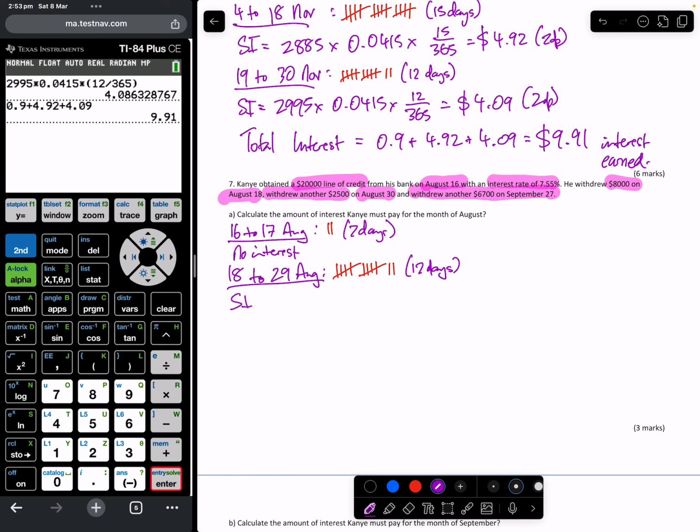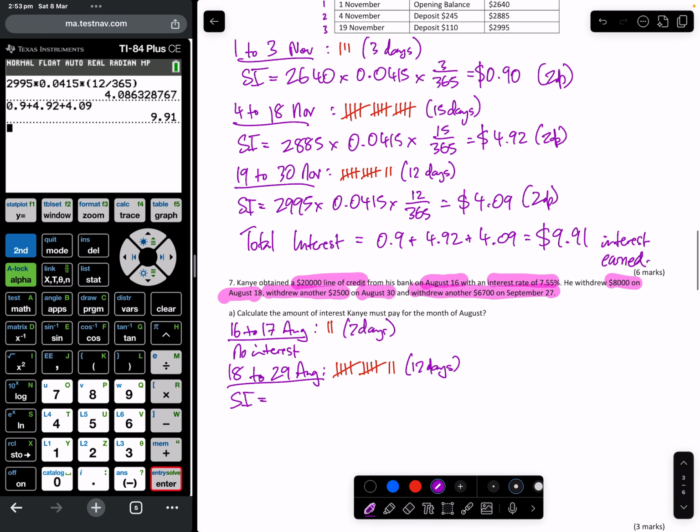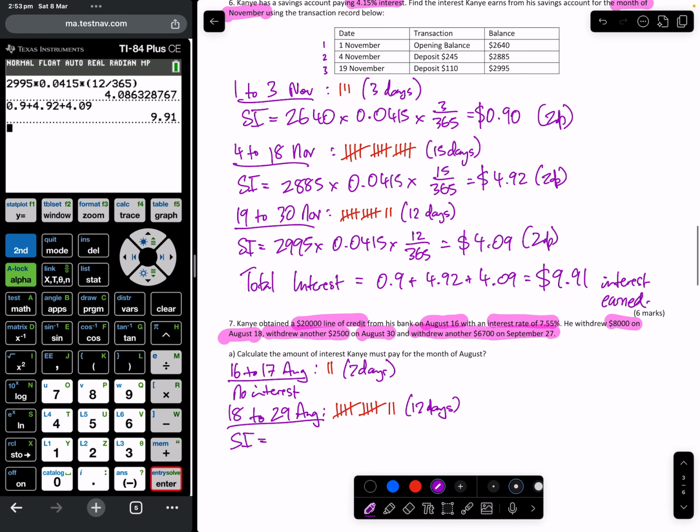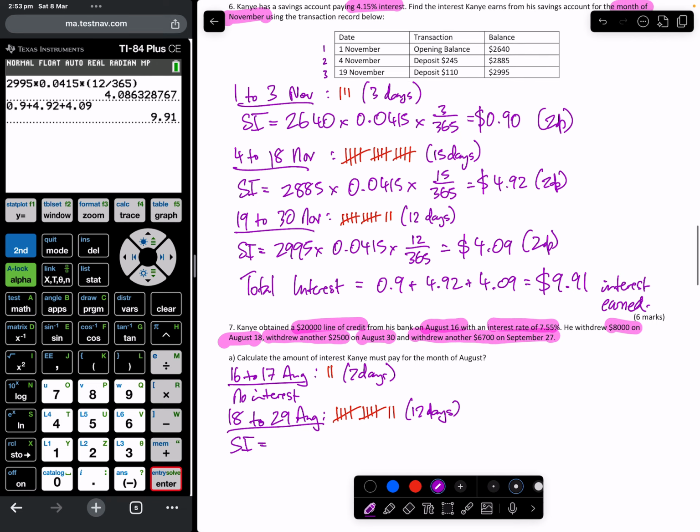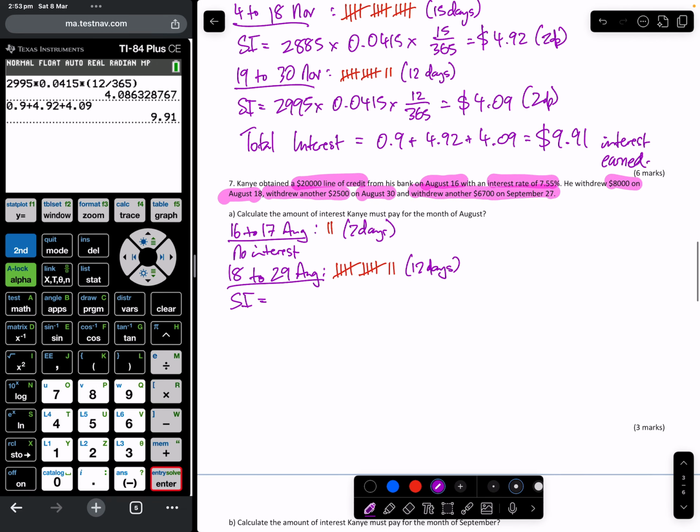The interest he needs to pay. So this is like the inverse of a savings account. In a savings account, you were earning interest on the balance that you had in the bank. Here, you're paying interest on everything that you have withdrawn.